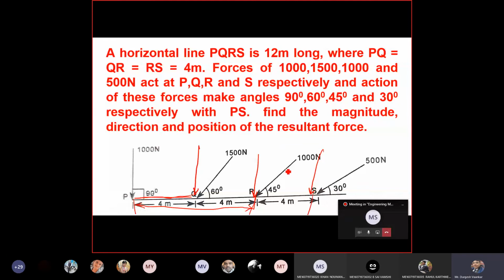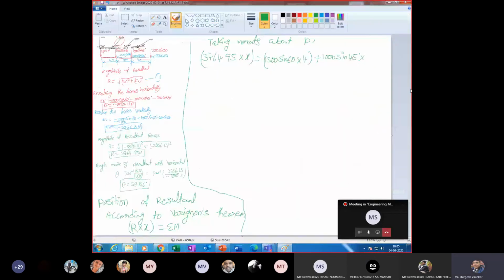Now it is clear. This becomes your 1500 sine 60. This one is your 1000 sine 45. This one is your 500 sine 30. Okay, now simple thing. Load, what about perpendicular distance? Perpendicular distance is 8. Next, what about this one? This one.